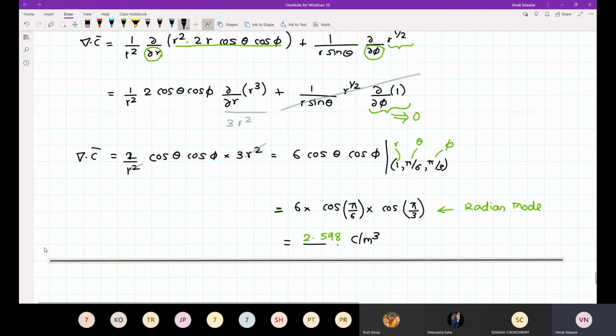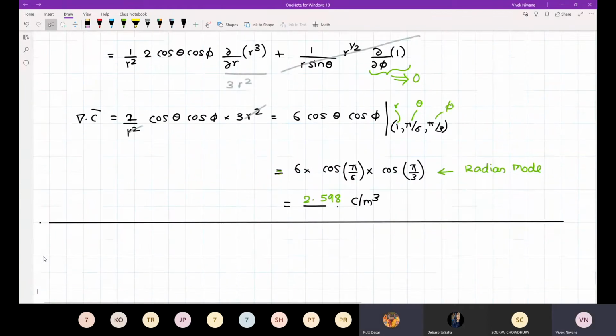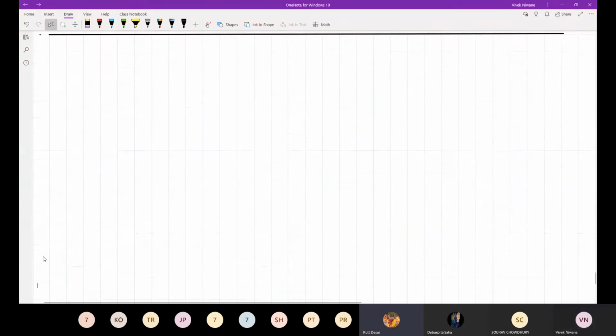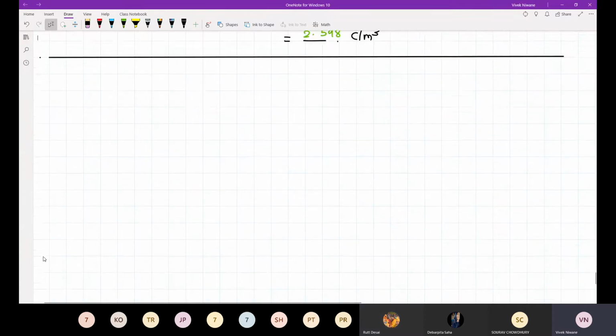Everyone got this one? Del dot c bar? Yes or no? Yes, sir. Okay. How would I have solved this numerical?